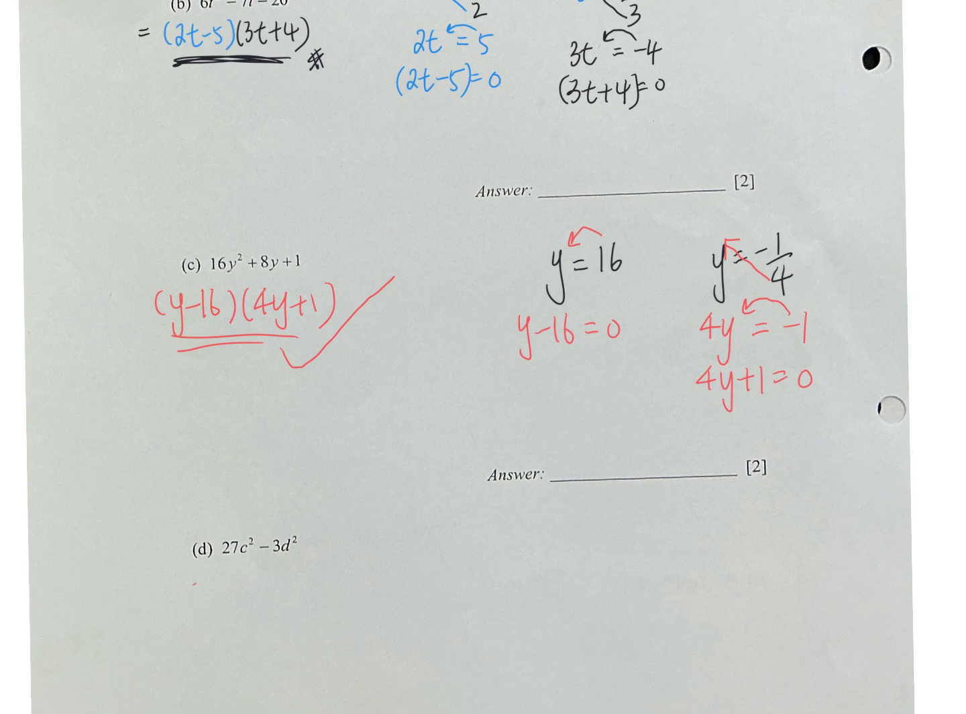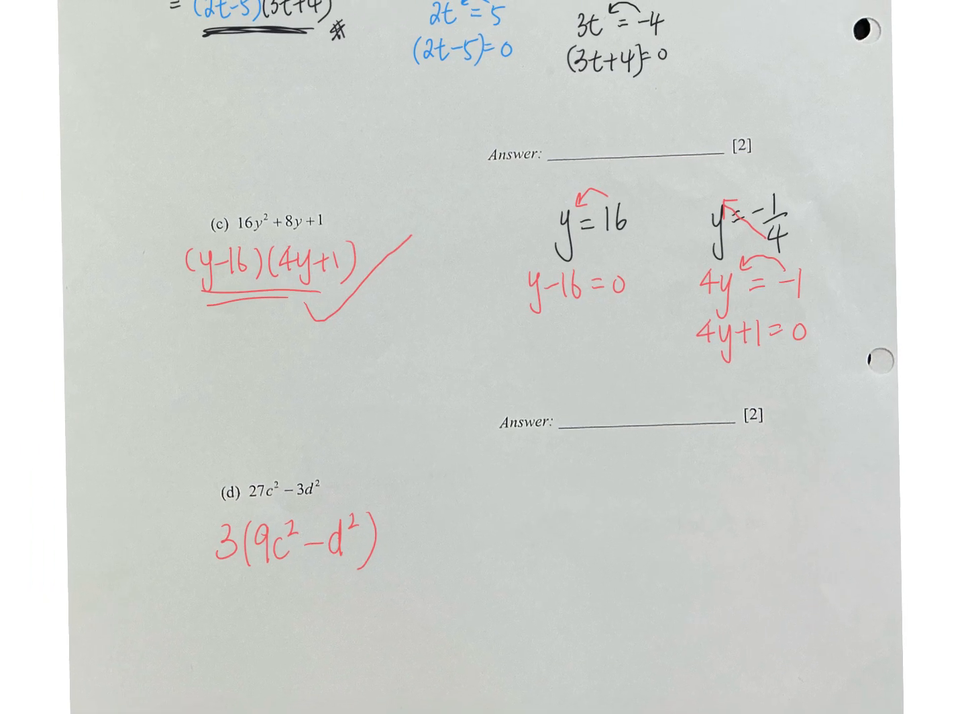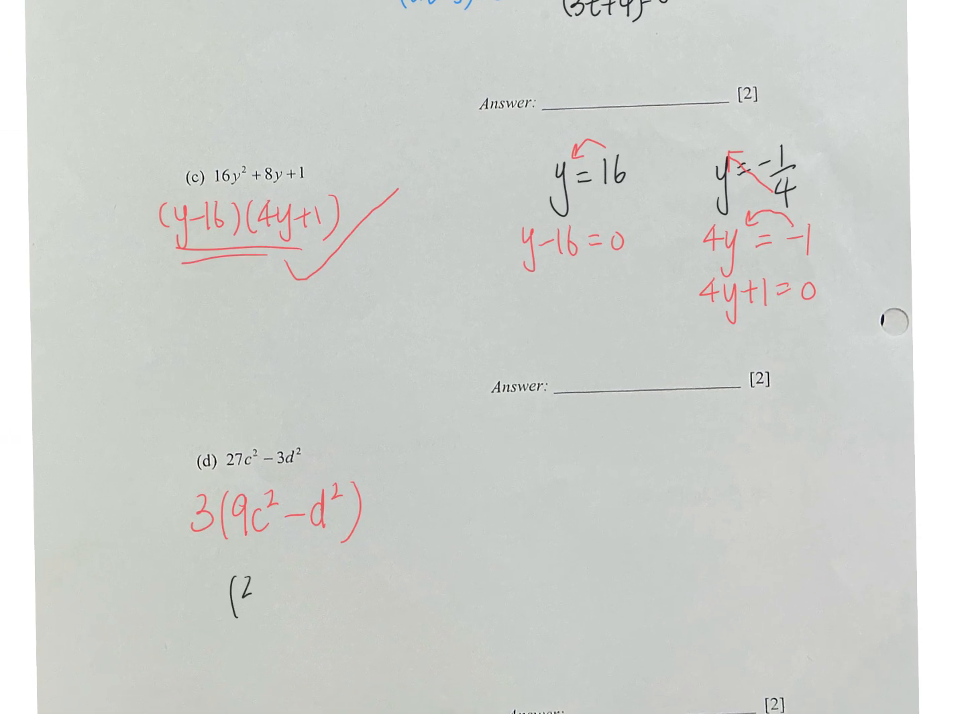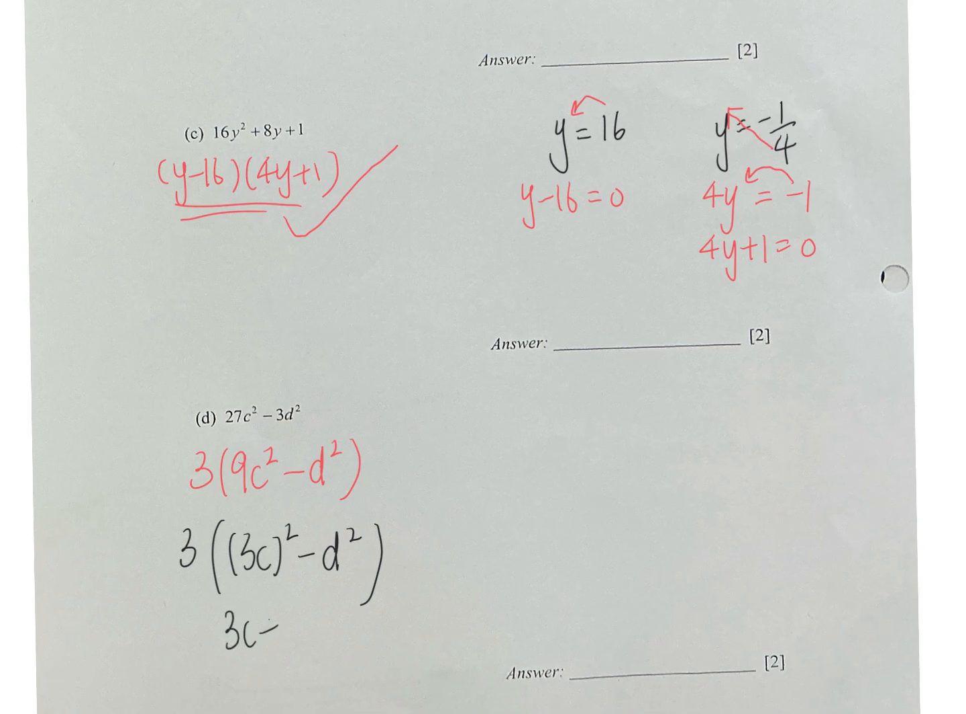Okay, this one no choice. Take out the 3 first. When there are 2 terms, you need to think about a square minus b square. So this is a square, b square. So you should get a plus b, a minus b. The 3 just keep it in front. So this is your final answer.